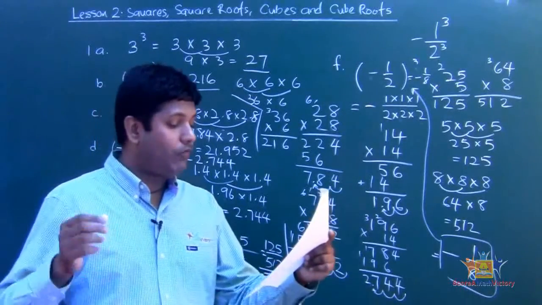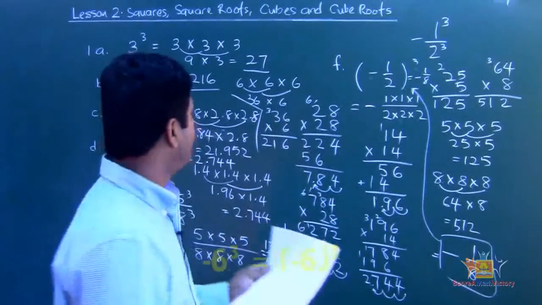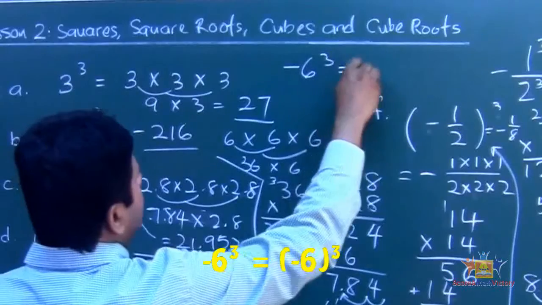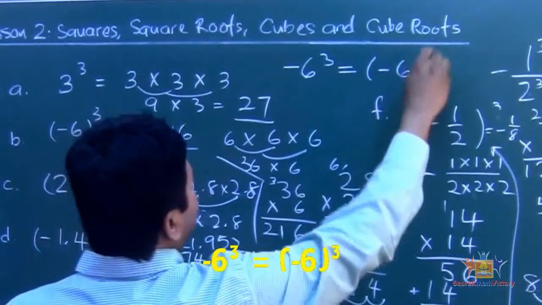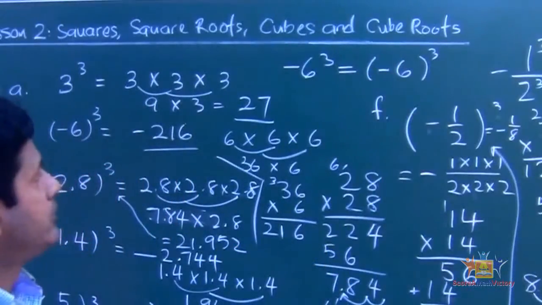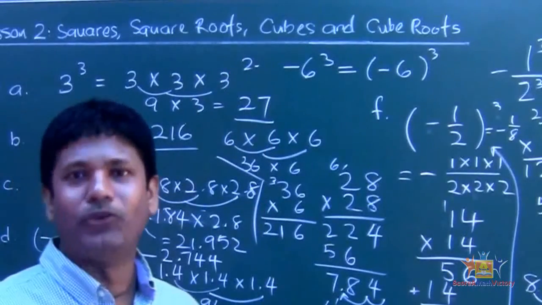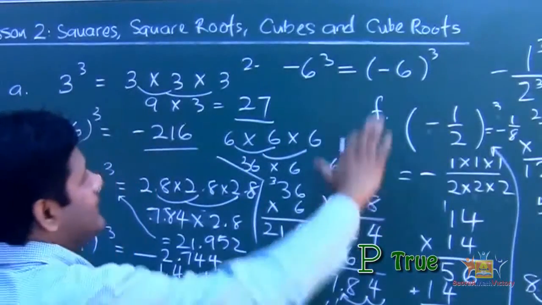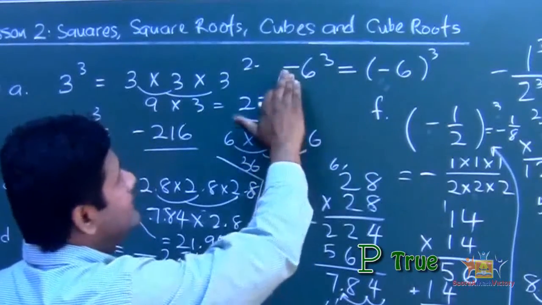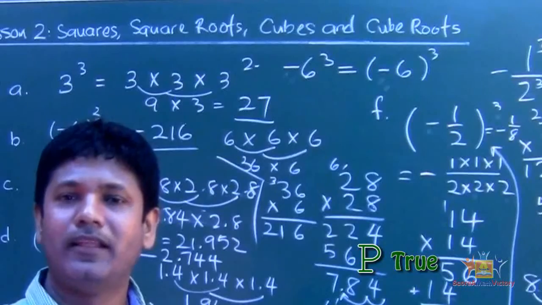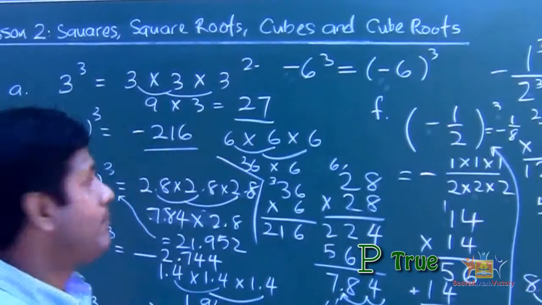Now let's look at problem number 2. I will ask you, true or false? Negative 6 to the cube equals negative 6 bracket cube. True or false? Problem number 2. True. Because this will still give you negative, and this is negative. Doesn't matter. Only square is not equal. But for cube, yes, they both are equal.